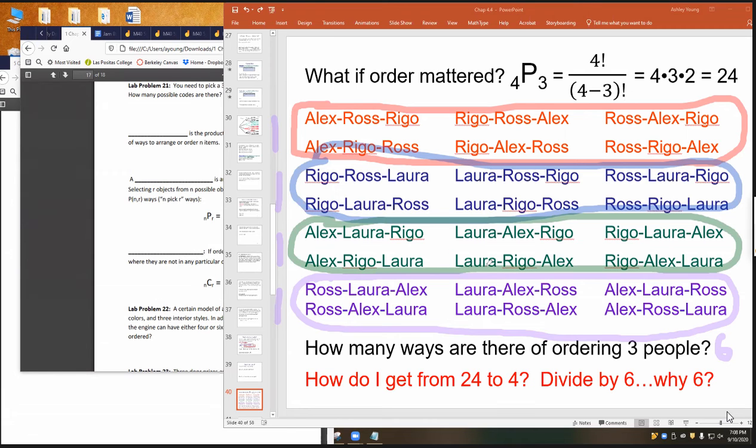If order matters, they're all different. But if order doesn't matter, they're all duplicates. How many duplicates are there? It's however many items you have, factorial: how many ways there are of arranging that many items. So this would be r factorial, because I'm arranging 3 items. In this case, 3 factorial.